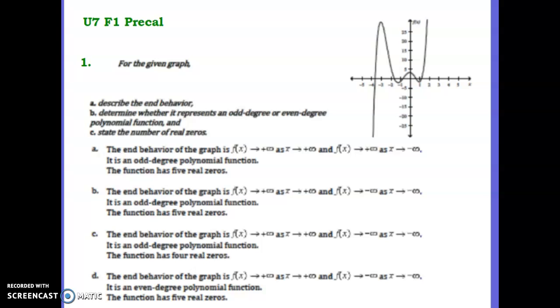Okay, Unit 7, Formative 1 for Pre-Calculus. Let's go ahead and take a look at this graph and describe the end behavior. So as x is getting bigger, as x is going to infinity, so is y, so is f of x.